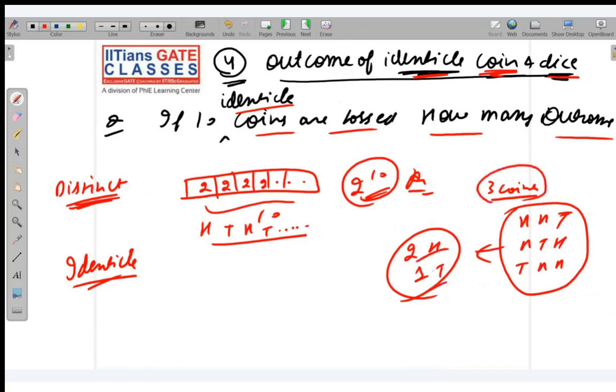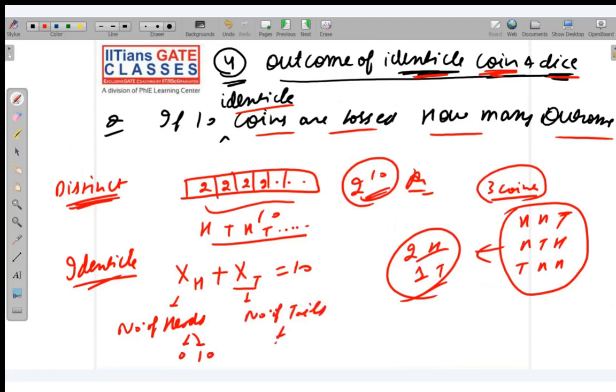Okay, yes. So now for identical, what should be done? I will say let xh be the number of heads, and xt the number of tails, and that should be equal to 10. So you are getting it now? xh means number of heads. So number of heads can be what? Minimum 0 and maximum 10. xt means number of tails. So minimum 0, maximum 10.